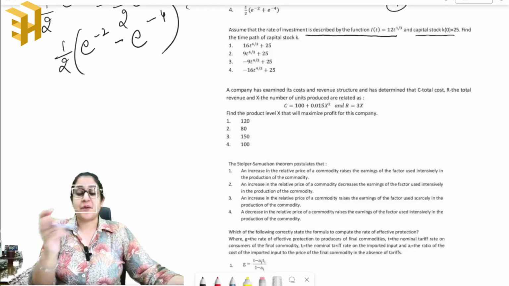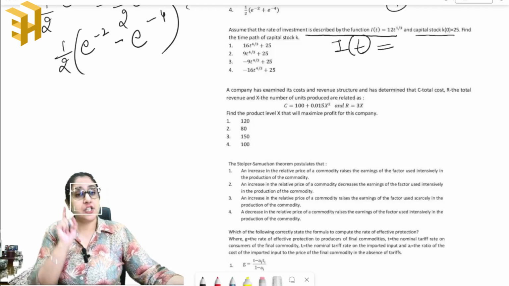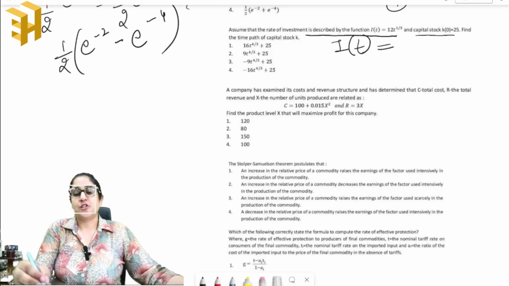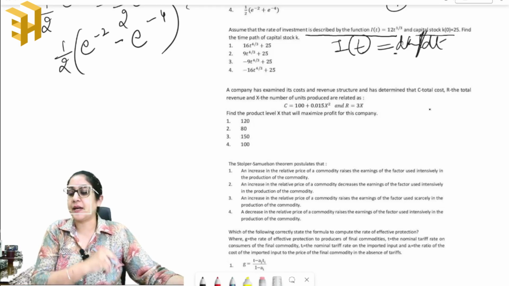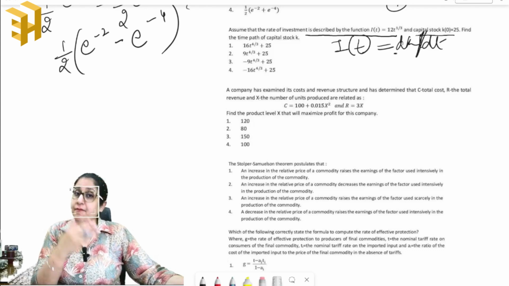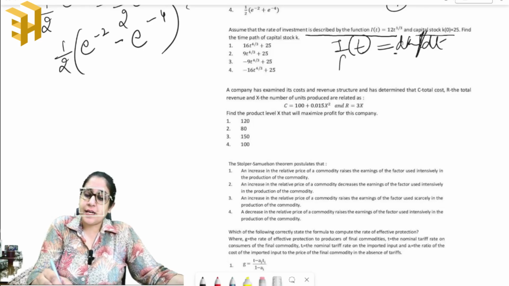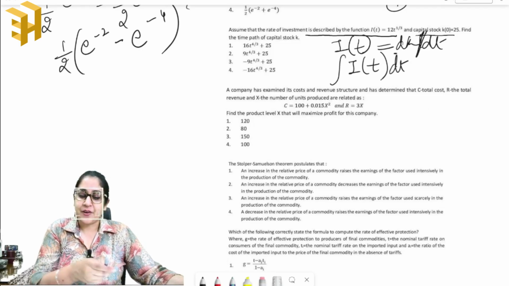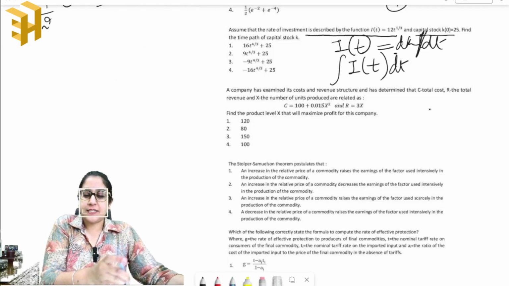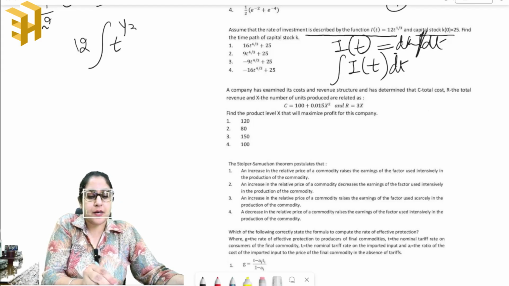One thing that you need to remember here is that investment is nothing but change in your capital stock over time. So we can write it as dk by dt. Okay, so if we have to find the capital stock, right, then we need to integrate our investment function with respect to time t. Okay, so let's try this out. So integrating investment function is given as 12 t raised to power 1 by 3, taking 12 common, t raised to power 1 by 3 dt.